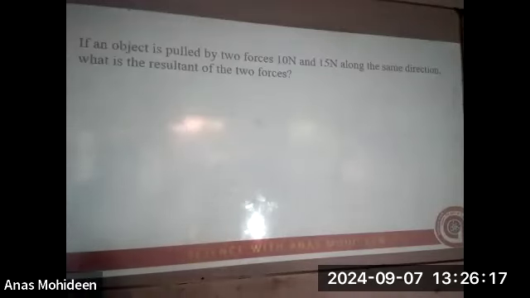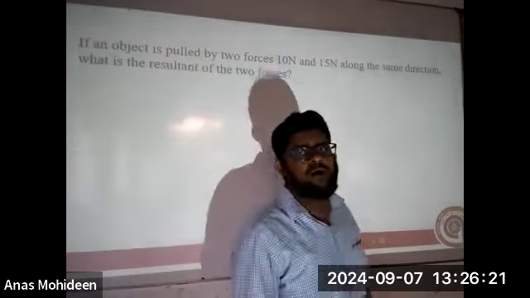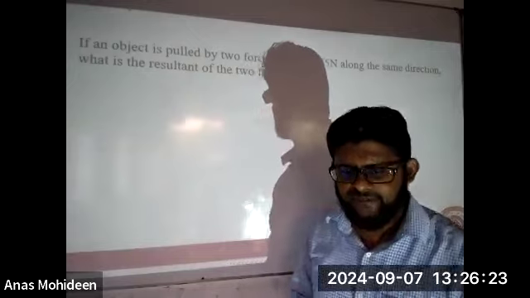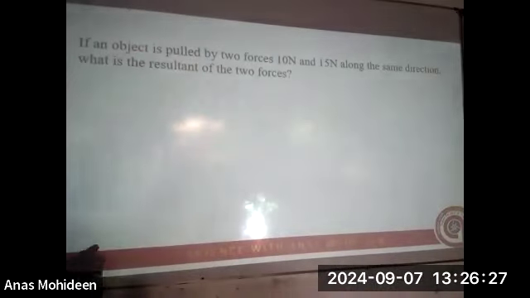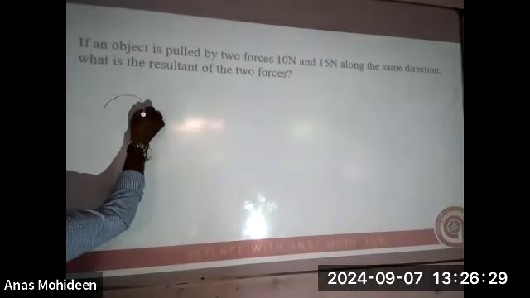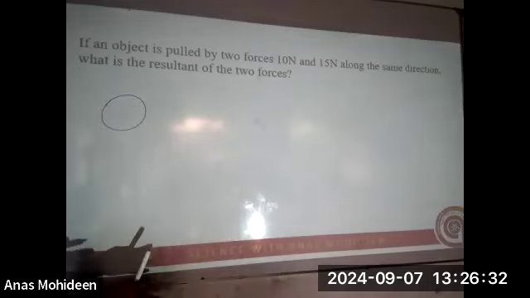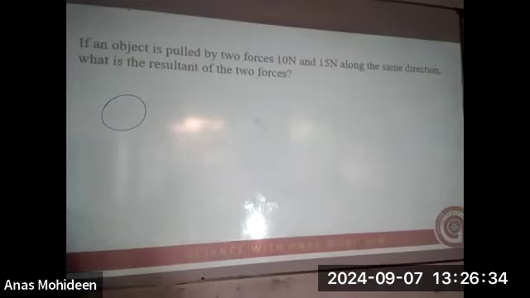Next question. If an object is pulled by two forces, 10 Newton and 15 Newton along the same direction, what is the resultant of the two forces? So simply we'll draw a small diagram. It may be a circle or a box, you are taking just to show it is an object.